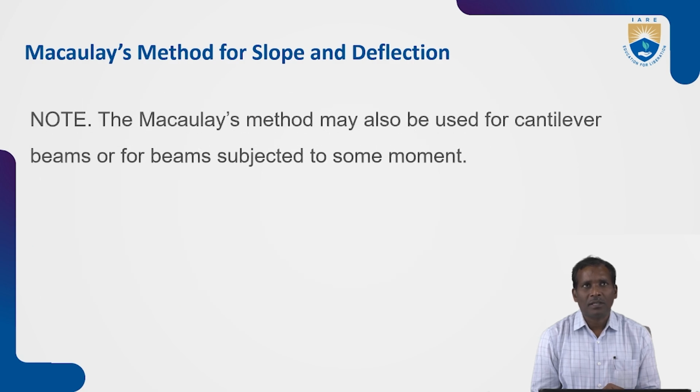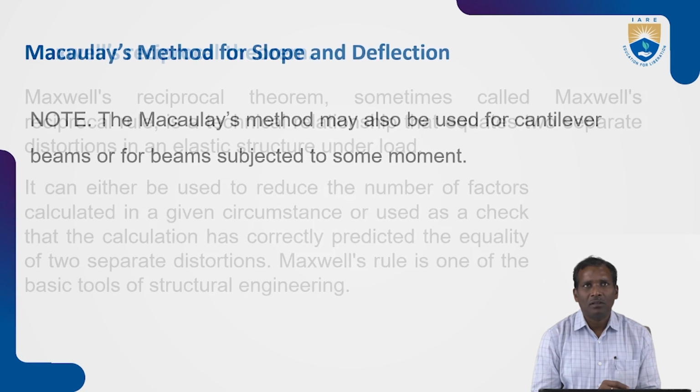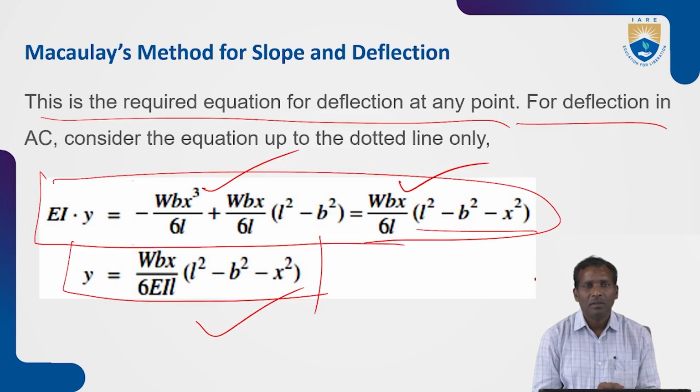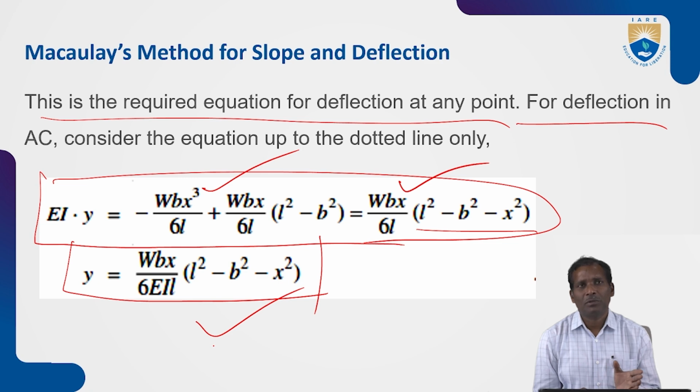So in this equation now, substitute the x values, and you will get the deflection for different points of a beam. At any point, by using this equation, you can calculate the slope and deflection of a beam.